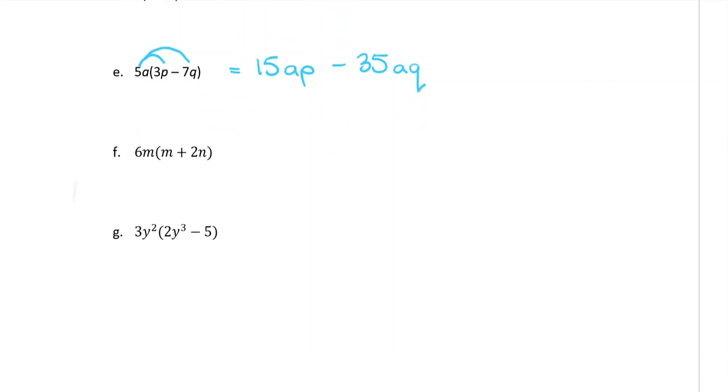Question F. 6m times m. Well, 6 is the only number there, so 6, but m times m will make m squared. Then a plus 6m by 2n. 6 times 2 is 12. Then we have m and an n in alphabetical order.